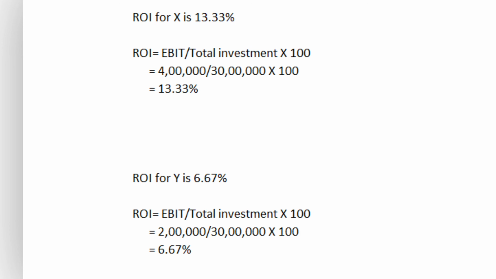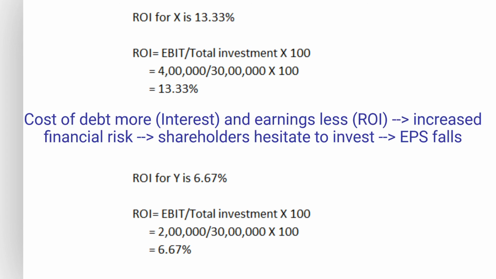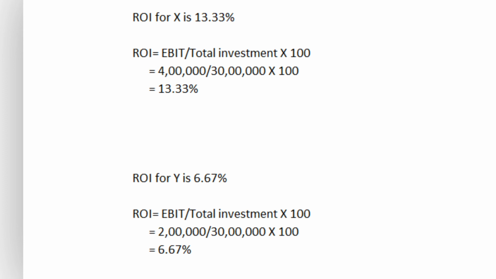So if the cost of debt is more, like in company Y, the cost of debt was 10% and the return that the company is getting is only 6.67%, that means the company is under financial risk. There may be the risk that company may not be able to meet its financial liability. As a result, investors hesitate to invest in this company Y, which leads to reducing the earning per share. This is the logical reason behind it.